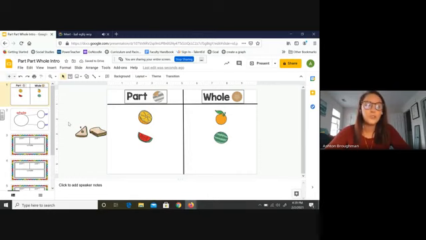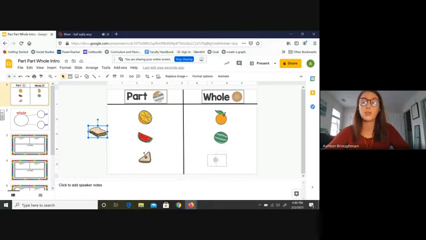Now, can you do the sandwich one? Is this a part of a sandwich, or is this the whole sandwich? What do you think? Good job. This is part of a sandwich because you can tell that this has been cut in half. You don't see the whole thing, so that means that this one must be the whole sandwich. Good job, boys and girls.